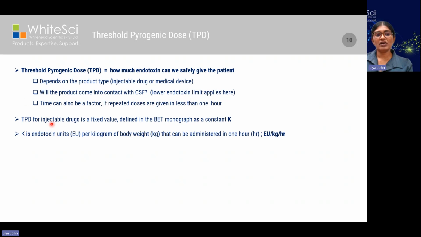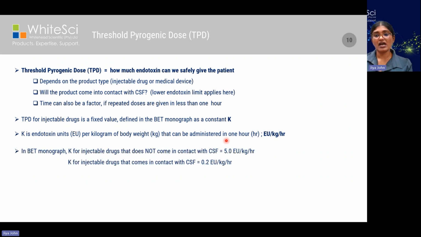So TPD for injectable drugs and medical devices are a fixed value, and these values are defined in the BET monograph as a constant K. And the definition is K is endotoxin units per kilogram of body weight that can be administered in 1 hour. So it's EU per kg per hour.